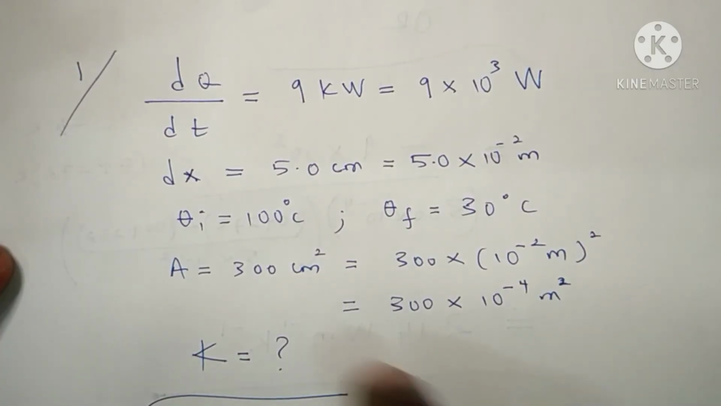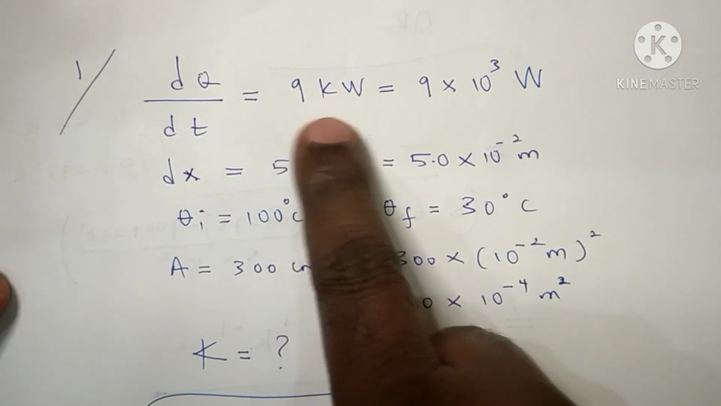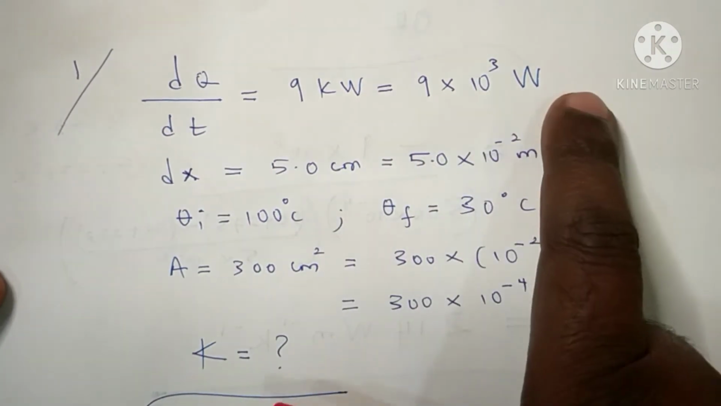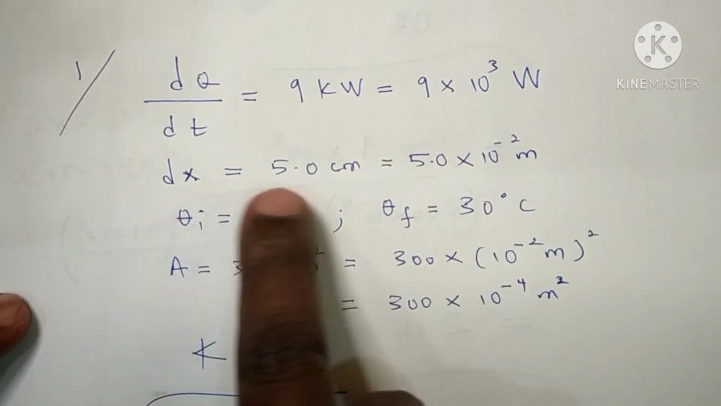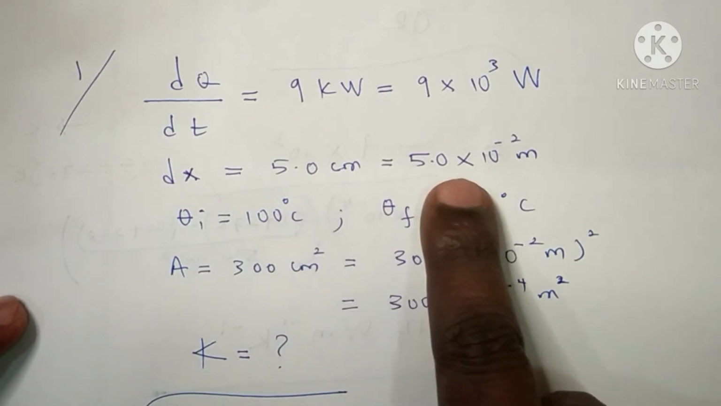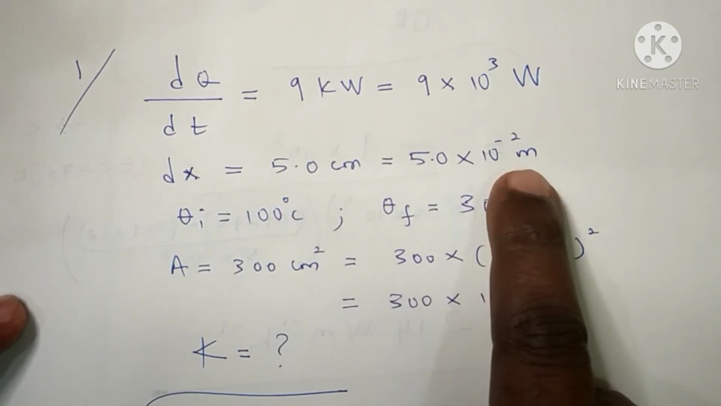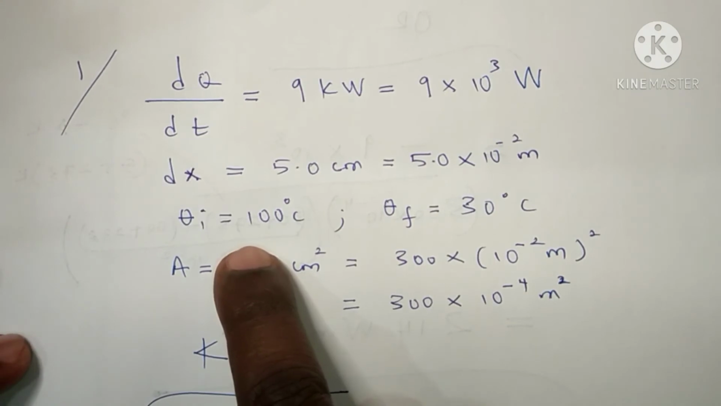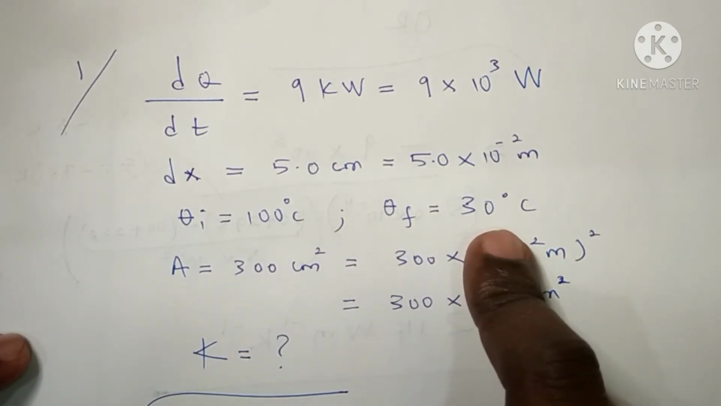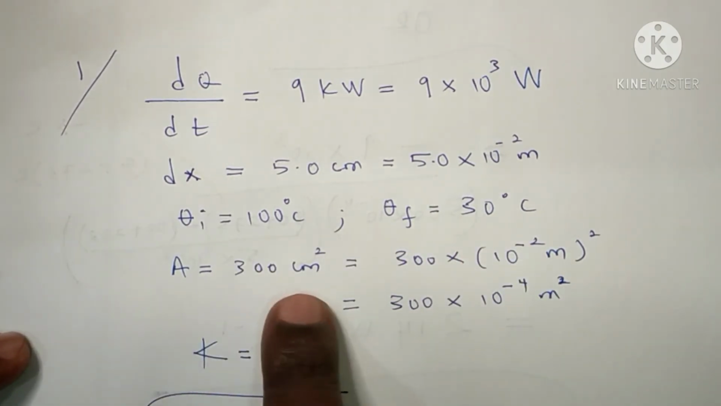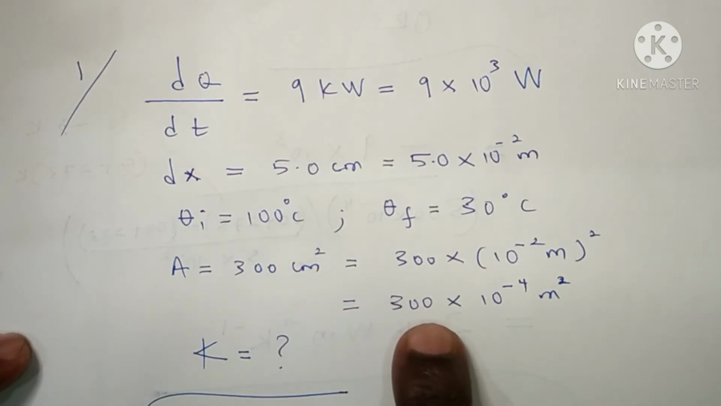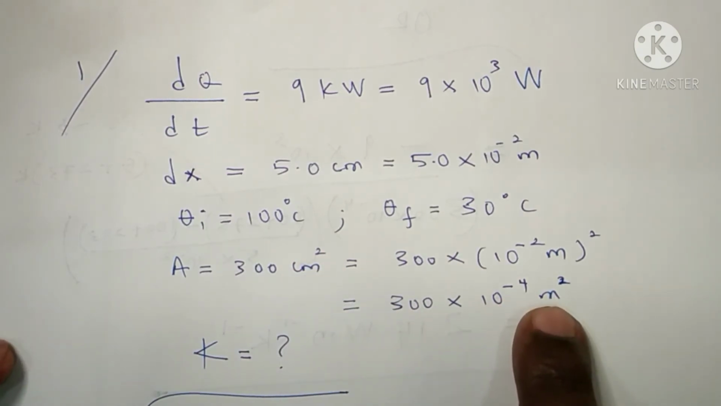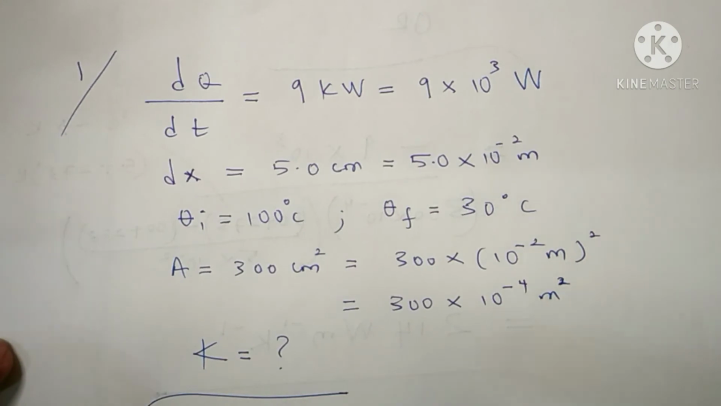According to the question, the rate of heat flow is 9 kilowatt, which equals 9 times 10 to the power of 3 watt. The thickness or distance is 5 cm, equals 5 times 10 to the power of negative 2 meter. The initial temperature is 100 degrees Celsius. The final temperature is 30 degrees Celsius. The cross-sectional area is 300 centimeter square, which equals 300 times 10 to the power of negative 4 meter square. Determine the thermal conductivity K for the metal plate.